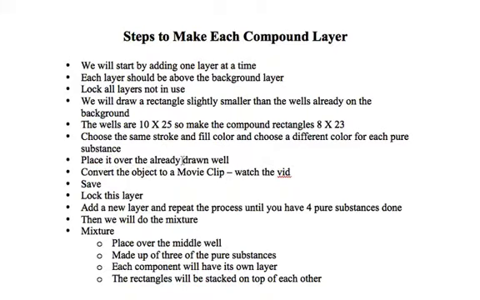It is placed over an already drawn well. We used the center for the mixture and the 4 on, or the 2 above and the 2 below for the pure substances. We saved as each one was finished, and then we locked this layer. We added a new layer and repeated the process for the 4 pure substances. With the mixture, we added the 3 layers.